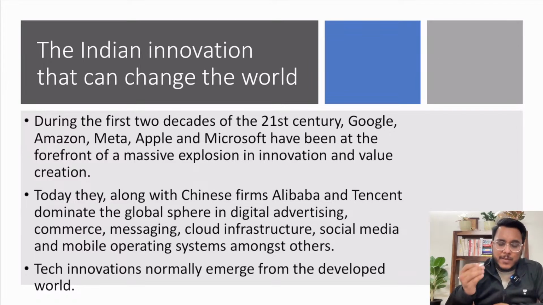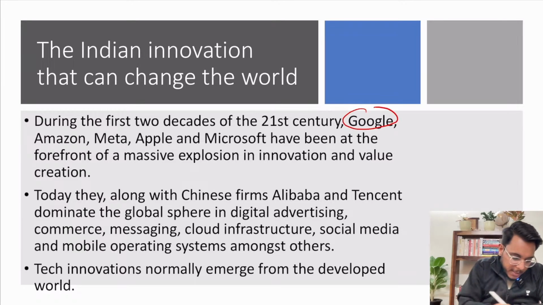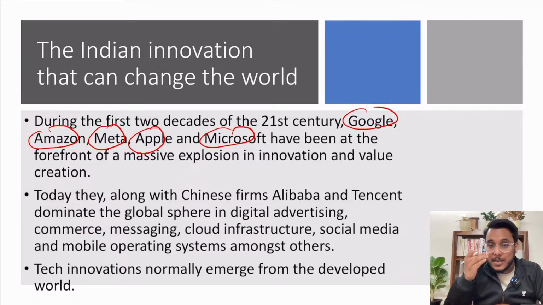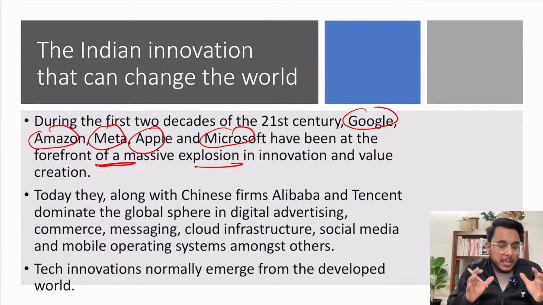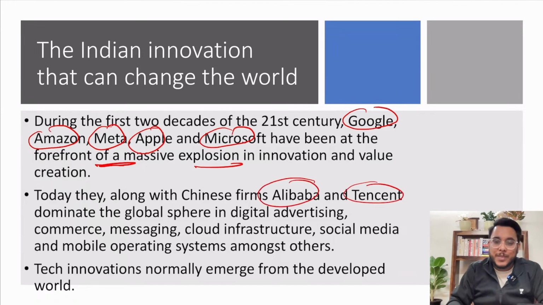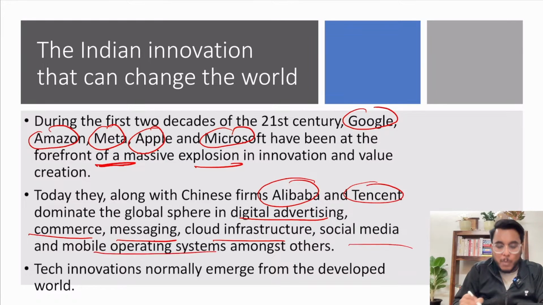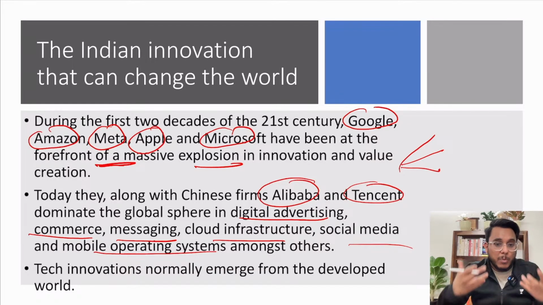Now, when we talk about, guys, the first 2 decades of the 21st century, we know Google, Amazon, Meta, Apple, Microsoft, they have been the harbingers of the technological revolution that has come. They have been at the forefront of the innovation explosion. Today, guys, when we talk about these firms, along with the Chinese firms such as Alibaba, Tencent, they dominate the global sphere in digital advertising, commerce, messaging, cloud infrastructure, social media, mobile operating systems. In all of them, they operate. And we see that basically they have become a formidable force.